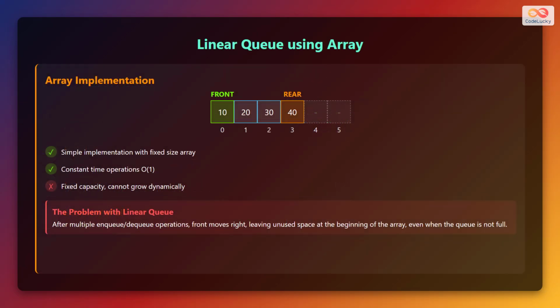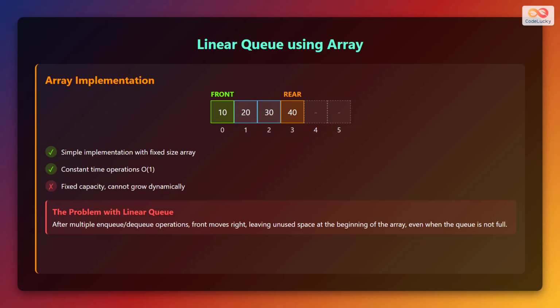Let's explore the first type of queue implementation, which is linear queue using array. In this type of implementation, the queue is represented using an array where elements are stored in contiguous memory locations. The front pointer keeps track of the index of the first element in the queue, while the rear pointer keeps track of the index of the last element in the queue.